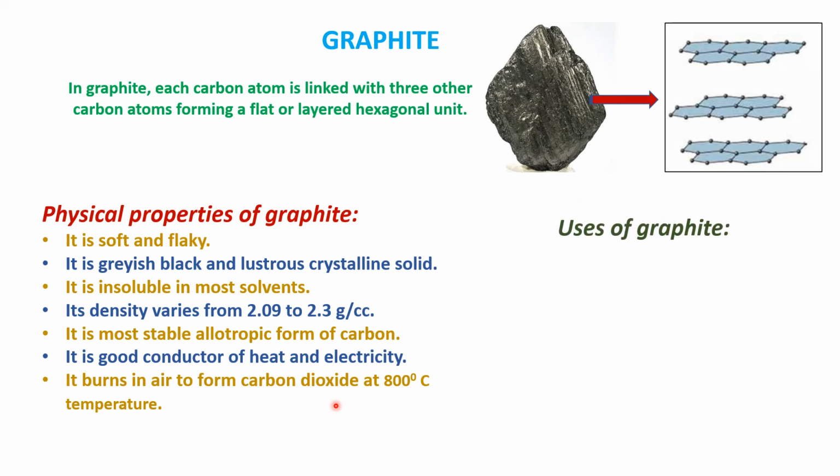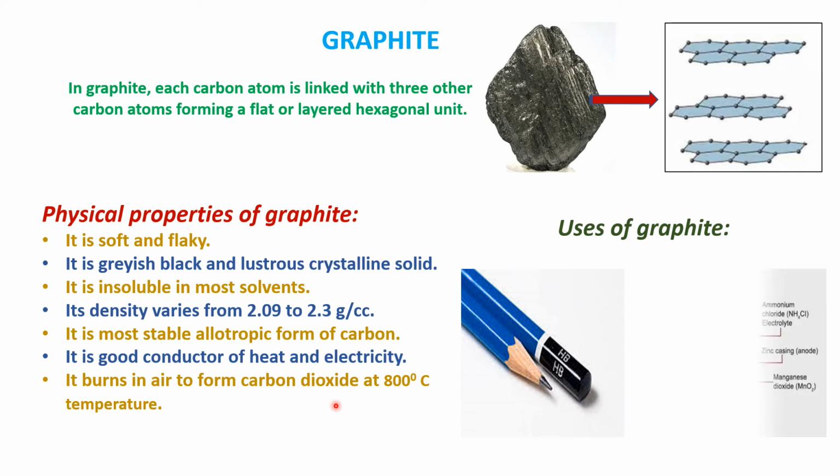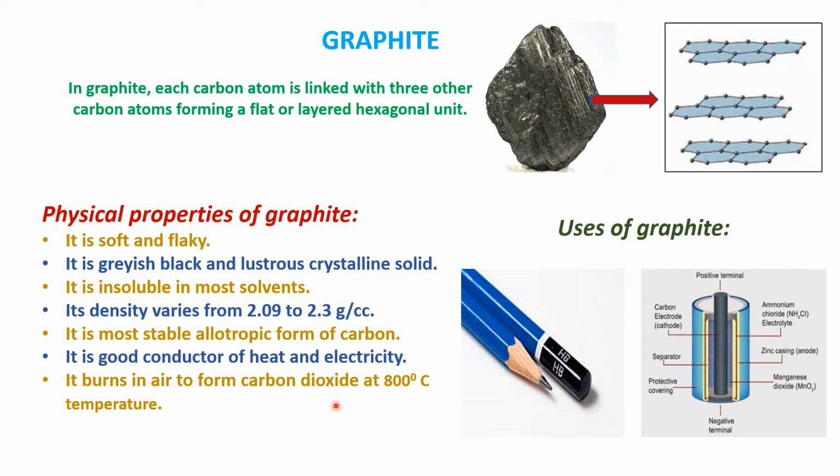Now, uses of graphite. Basically graphite is used for making pencils, and it is also used as an electrode in a dry cell.